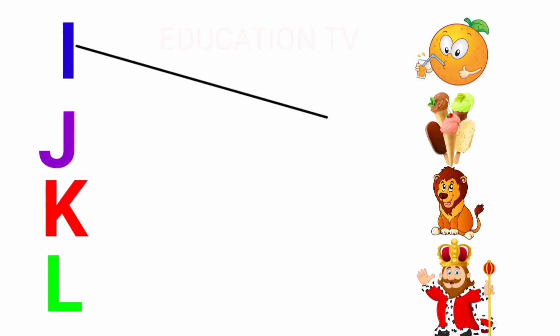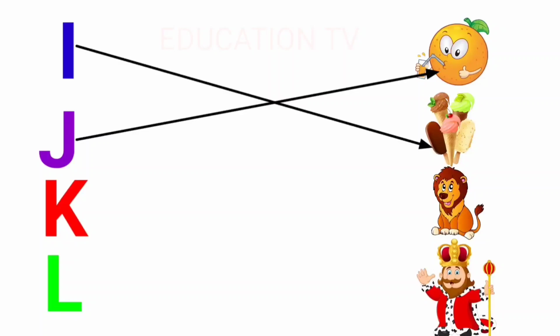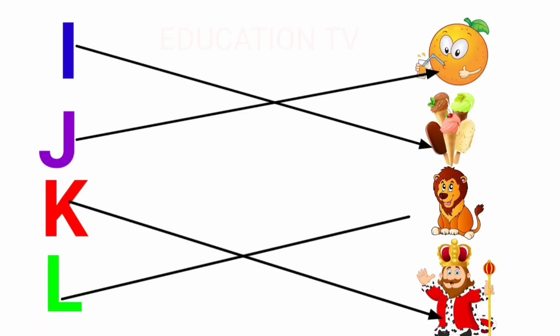I for ice cream. J for juice. K for king. L for lion.